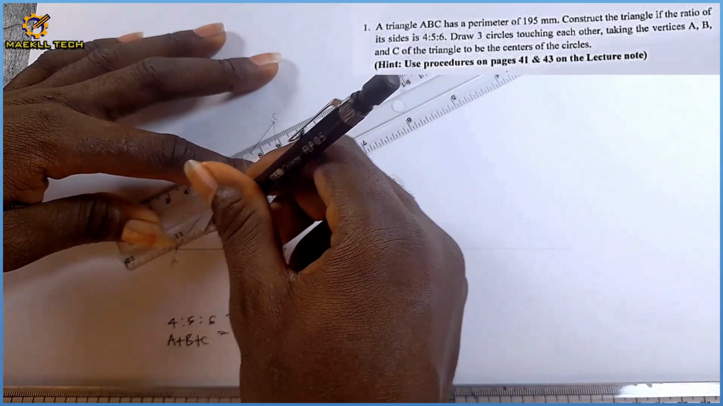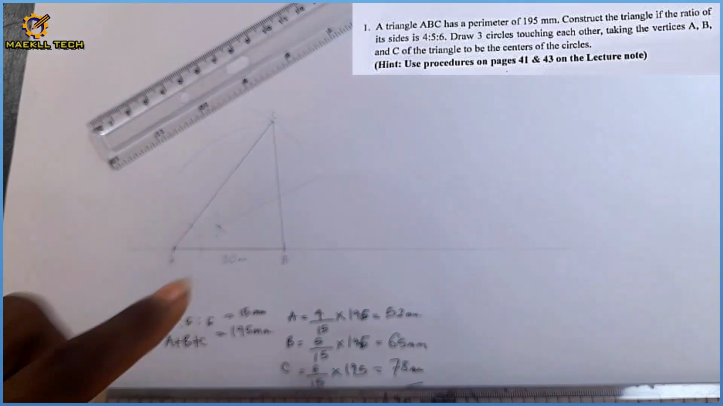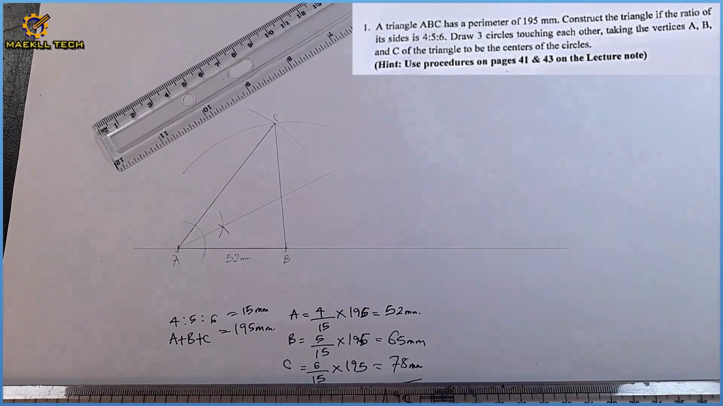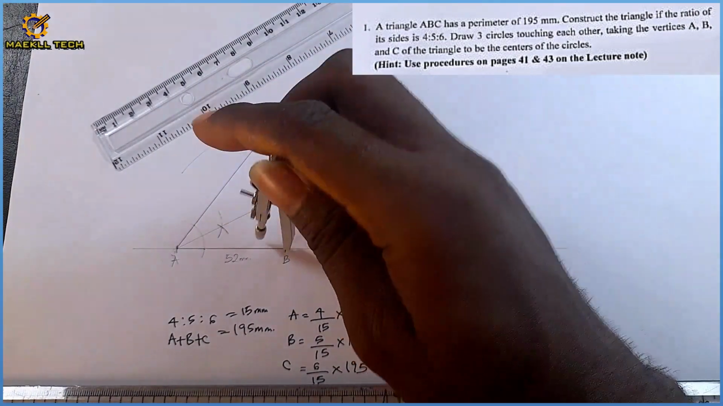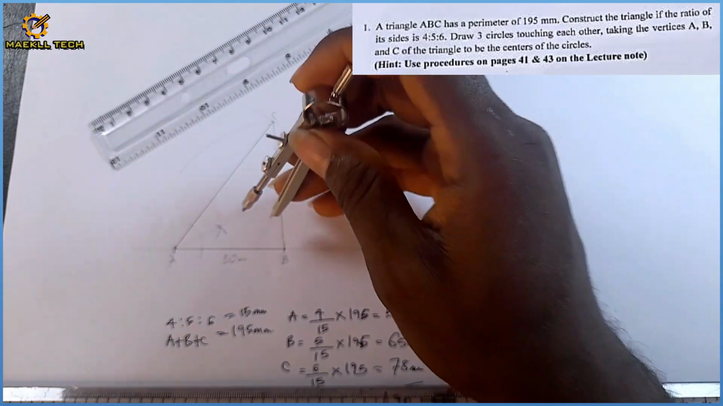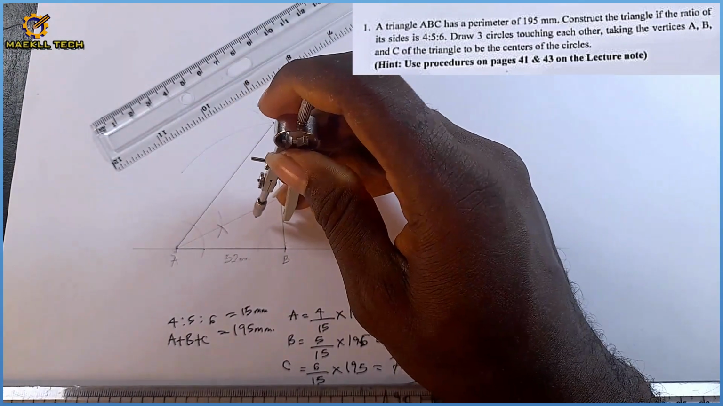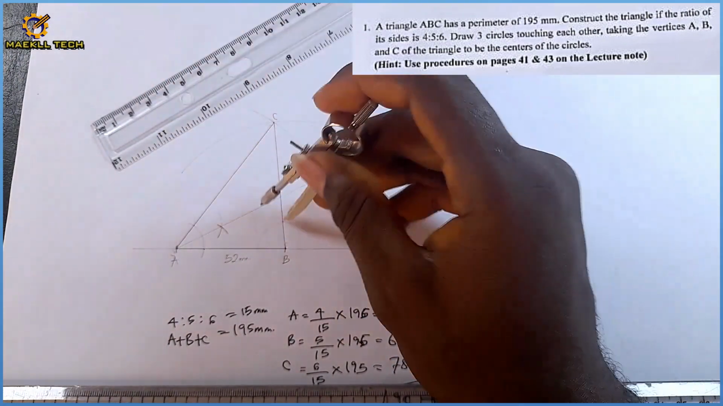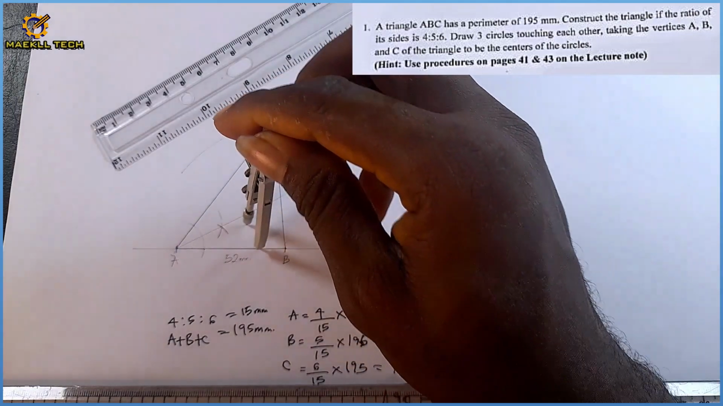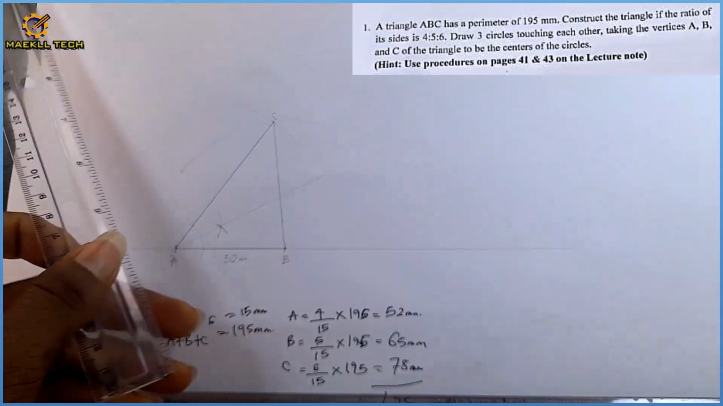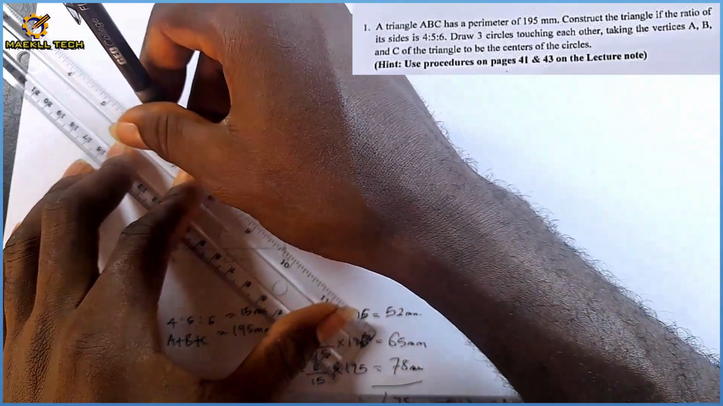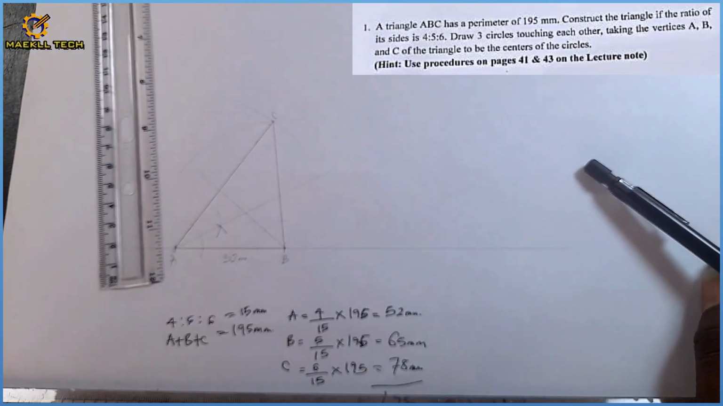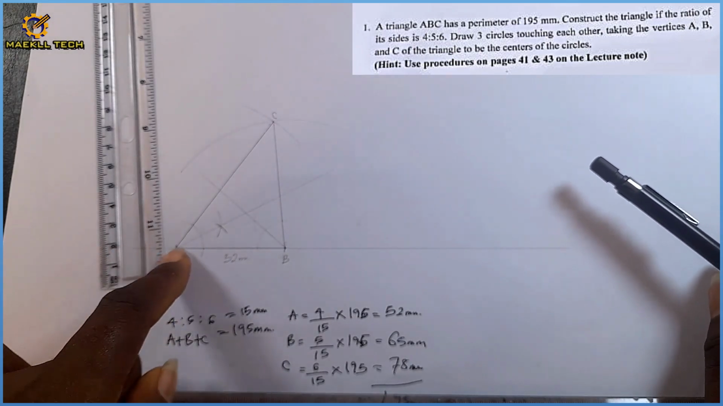So I've bisected the angle at mark A. Now let me bisect the angle at mark B. On mark B here, I create an angle, then I am going to bisect it. So I have the bisector already. I'm going to draw the bisector at mark B also, which is this. Now I have bisected angle A and angle B.